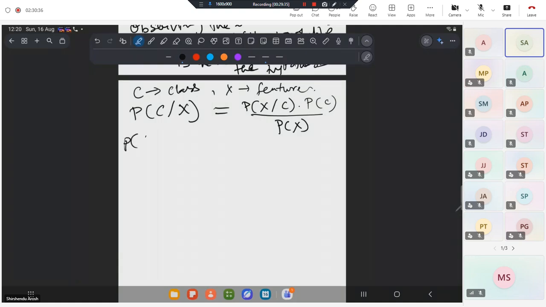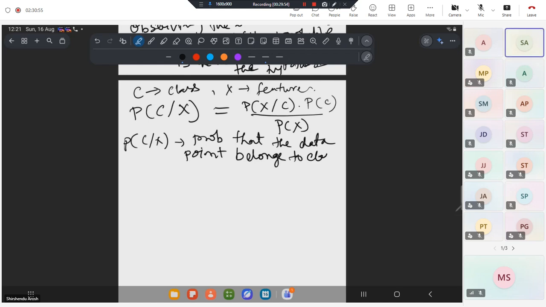What are the meanings of these things? P of C given X means the probability that the data point belongs to class C, given we have observed feature X, right? That is the thing.